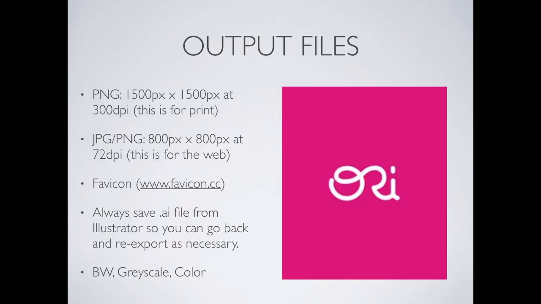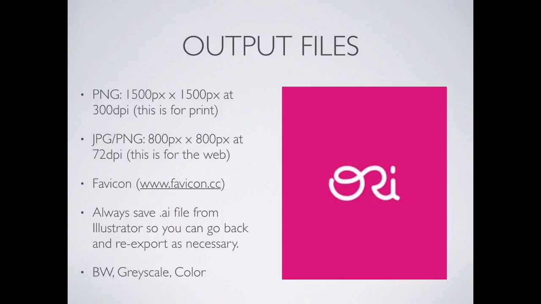Okay? Output files. We're looking for a PNG at 1500 pixels by 1500 pixels at 300 dpi for print. This is larger than you will need, but at the same time, it's a pretty good size. Remember, we talked about vector graphics are scalable. So we can scale down if we need to, but we can also scale up. You want to do a billboard with your logo on it, you can do it. That's why we're designing it as a vector graphic.